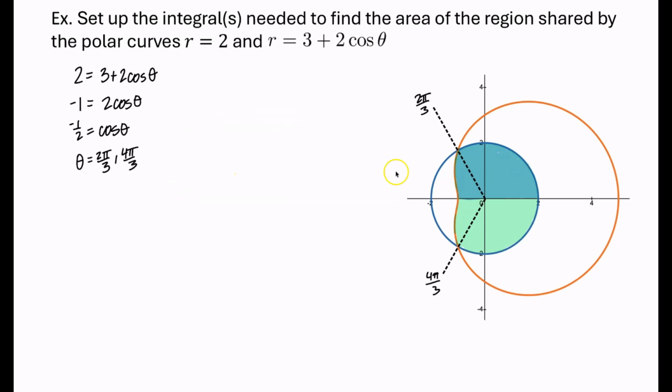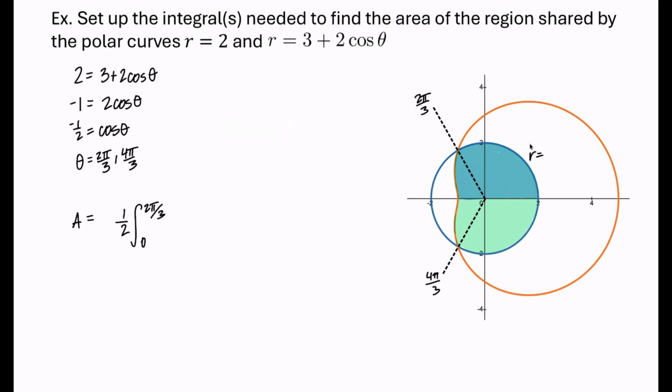So that's basically where we're going to switch off between the two functions. So we're going to need to set up two integrals here. I'm going to start with the area equals 1/2 the integral from 0 to 2 pi over 3. So we went from 0 all the way to 2 pi over 3 on which function? R equals 2. This circle here was R equals 2.